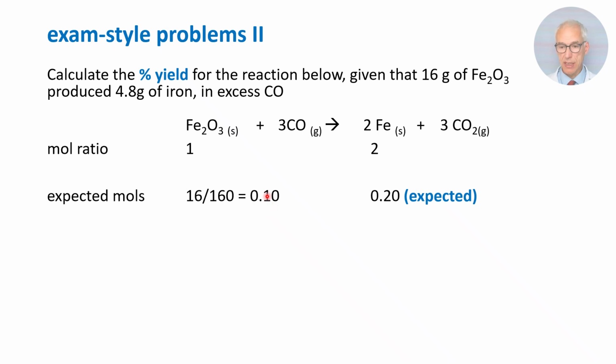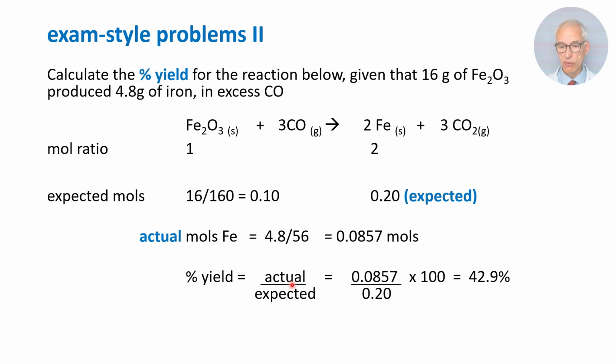Well, we would expect that to form twice the number of moles. So we would expect to form 0.2 moles of iron. How much did we actually form? 4.8 grams. But we need to convert that into a number of moles. So the actual moles of iron, 4.8 divided by the molar mass of iron, 56, comes to 0.0857. Now we have expected moles and actual moles. So we go into the usual routine, actual divided by expected, 0.0857 divided by 0.2 times 100 comes to 42.9.